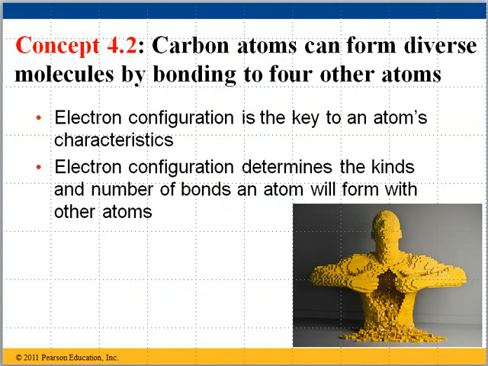All right, so on to Concept 4.2. Concept 4.2 says that carbon atoms can form diverse molecules by bonding to 4 other atoms. And this gets into the fact that carbon, because of its atomic makeup, because it has those 4 valence electrons, has the ability to make a huge number of connections with other atoms. So it's the electron configuration that is the key to how the atom is going to behave and act. And the electron configuration determines what type of bonds, how many bonds that particular atom can make. And carbon just happens to have excellent configuration to make a lot of different bonds.